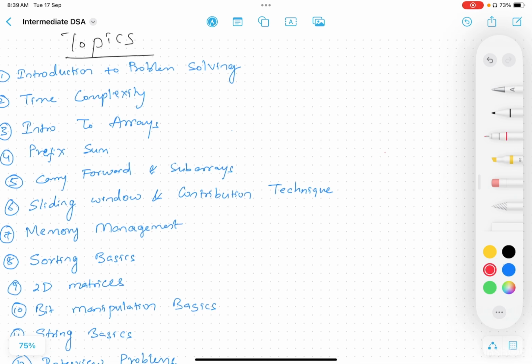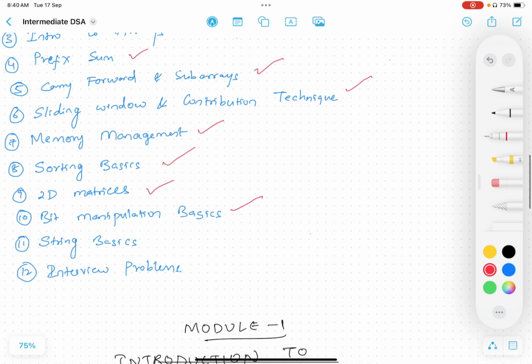We'll start with introduction to problem solving. We will also lay the foundation for how you compare algorithms, and we'll quickly jump into time complexity. We'll see introduction to arrays. If you are new to arrays, it's okay. We'll see what is prefix sum. We'll see some techniques like carry forward or sliding window. We'll also cover memory management, sorting basics even. We'll also see 2D matrices, bit manipulation basics. We'll also cover string basics, and we'll see some interview problems.